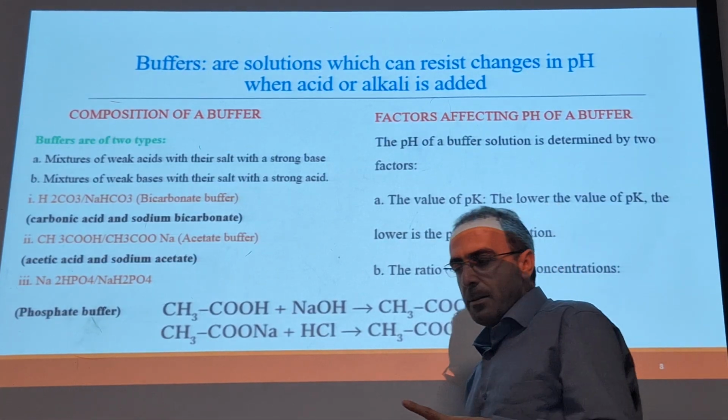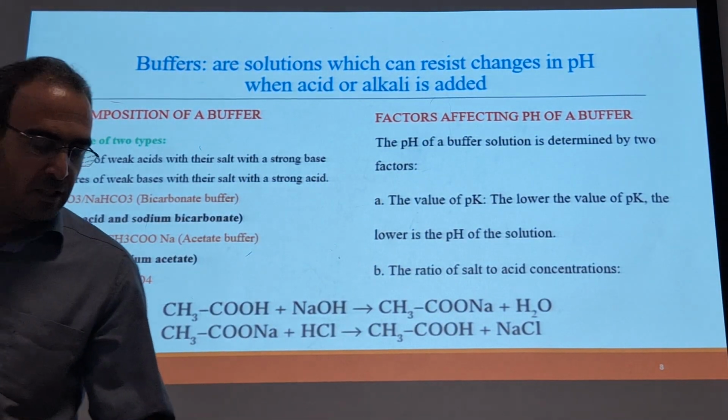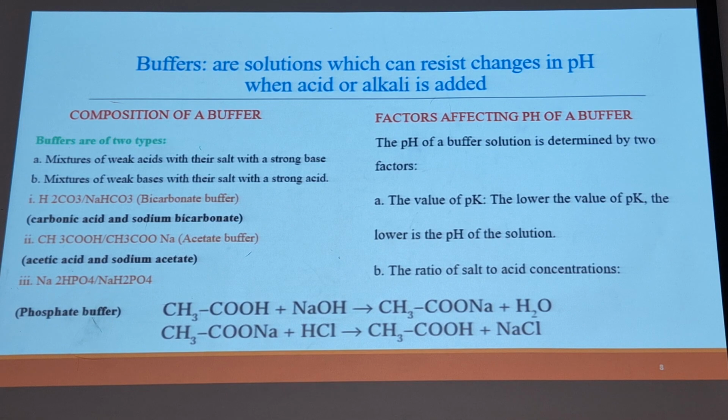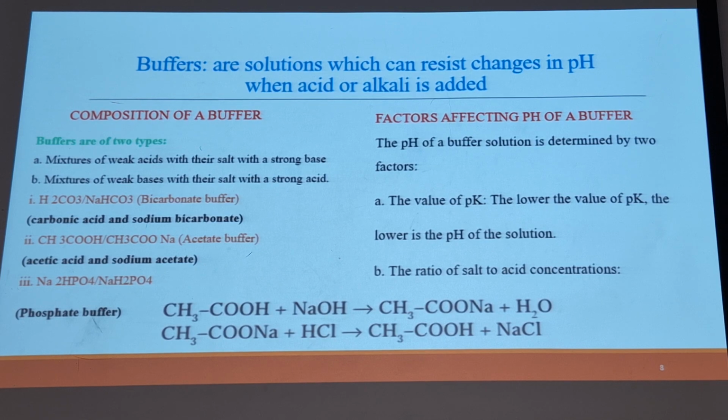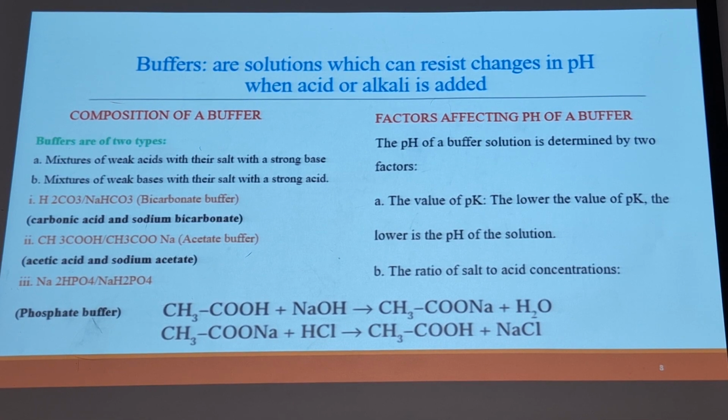So related to pH in our body, the pH normally is 7 point how much? 4. 7.4 is the normal pH. Actually, it can range from 7.38, 7.35 to 7.43, 7.42. But the normal is 7.4.